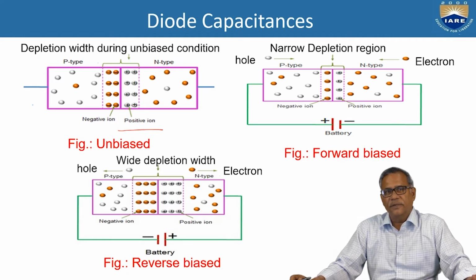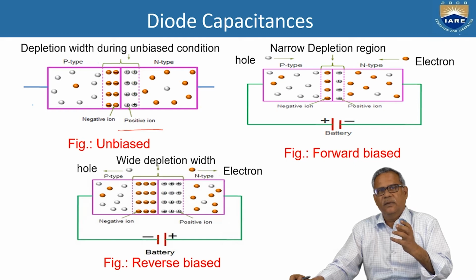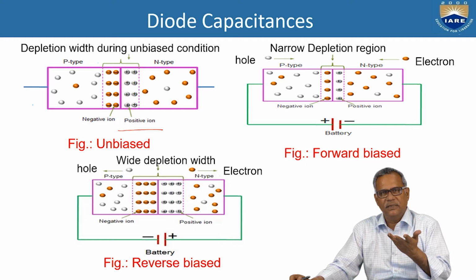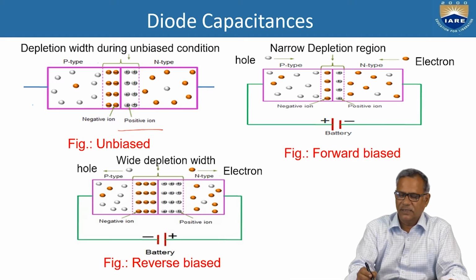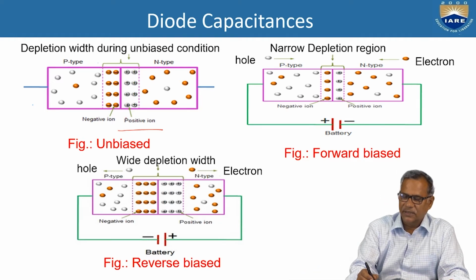Why is it called the depletion region? Because it does not contain any charge carriers. It contains only the ions, positive and negative ions. That is why this is called the depletion region. And another name for it is the space charge region.